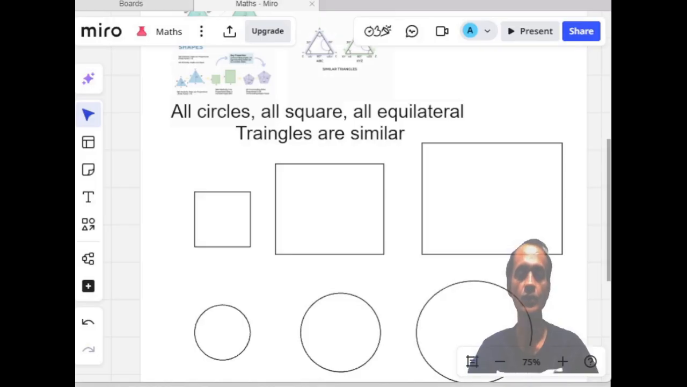Unlike congruence that we studied in class ninth, similarity has to do more with the shape, not with the size.